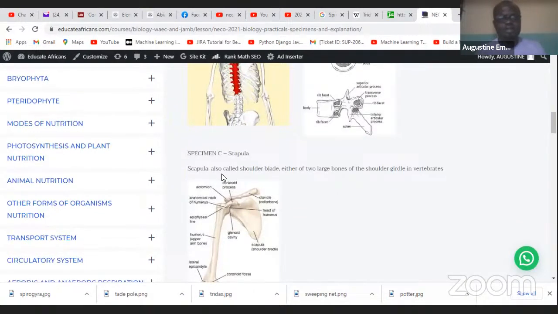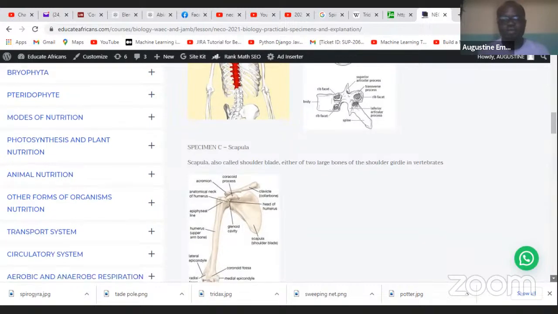And the scapula, very important, also called the shoulder blade. Another word for scapula is shoulder blade. So it's very, very important. You can see the scapula here itself. See the glenoid cavity that enables the connection between it and the humerus, which is the upper arm bone. Take note of that.